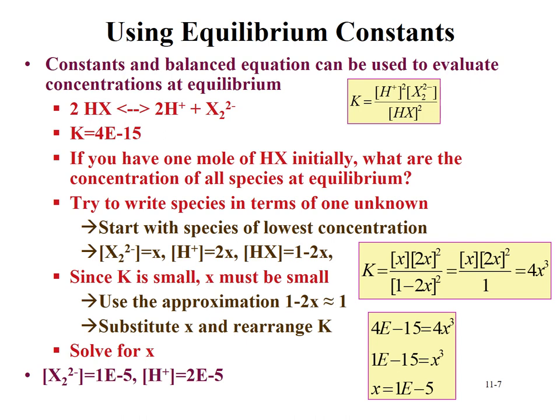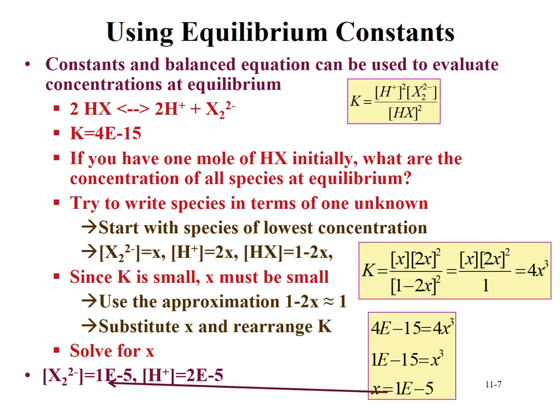So if we say that this dimer is equal to X, the proton concentration is twice the dimer concentration. And then the concentration of the starting compound is just equal to 1 mole minus 2 times X, because it takes twice the X, so I need to multiply the value of X. Well, since K is small, X must be small. And 1 minus 2X we're going to approximate with 1.